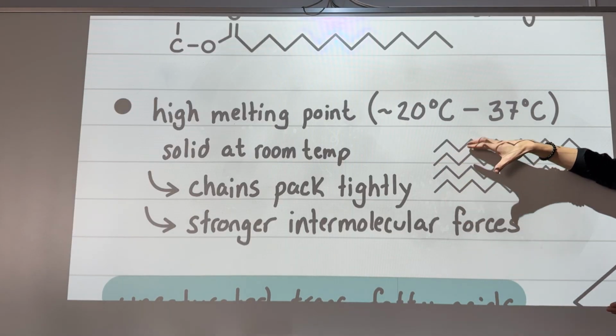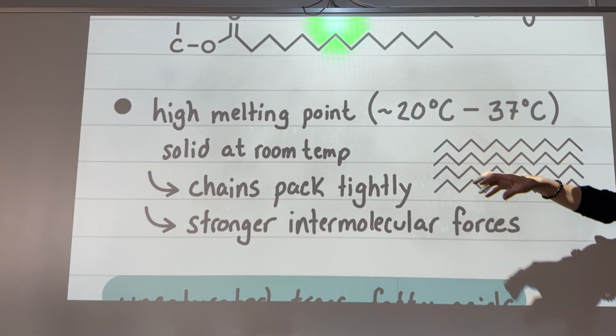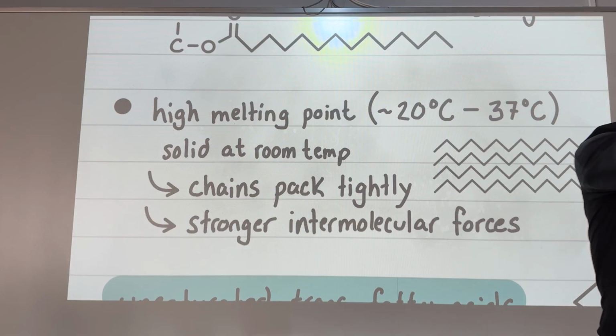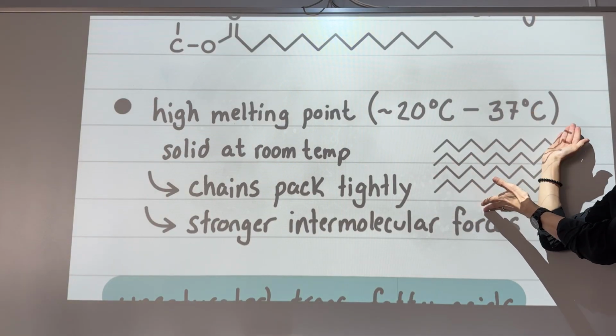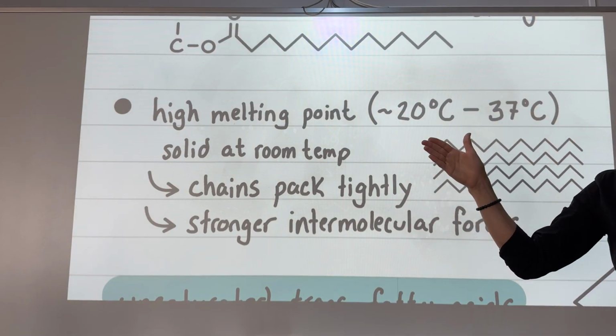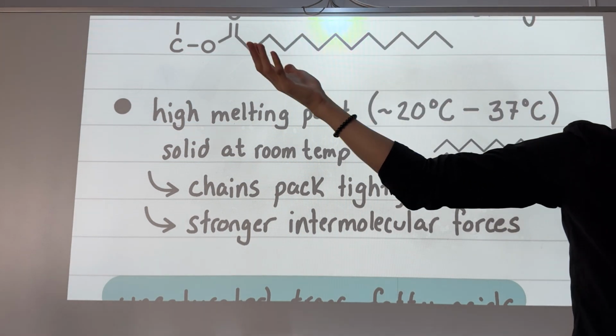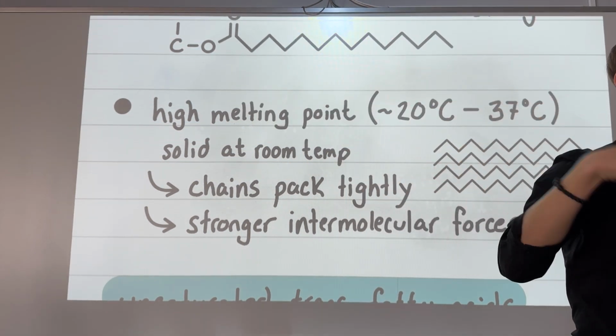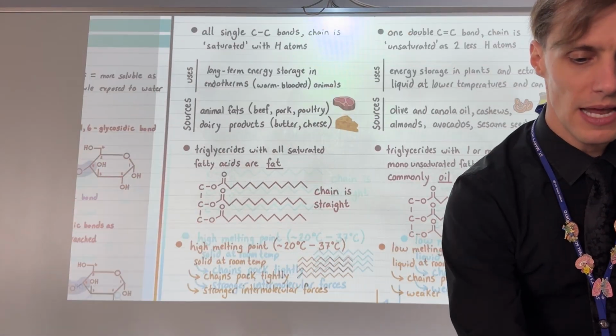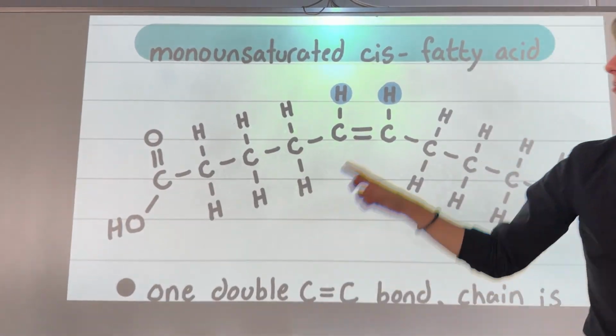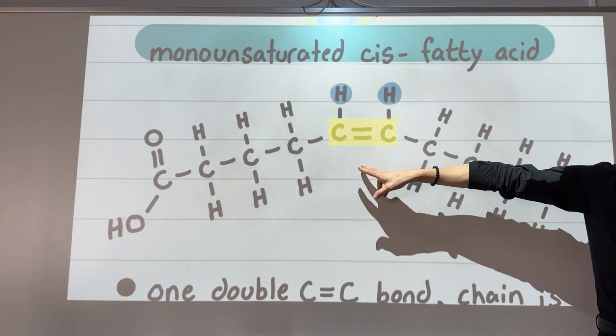So in this case, because they pack really, really well, it's going to take a lot more energy for this to change phases, or states of matter in this case. So this is why they have a higher melting point and why they tend to be solid at room temperature. Now, what about if my fatty acid has a double bond?